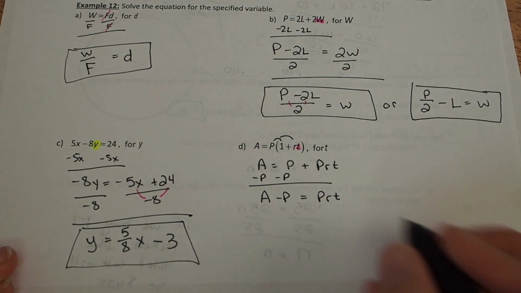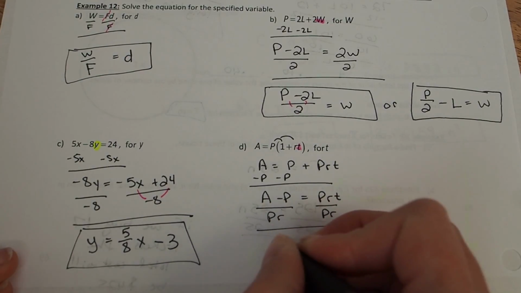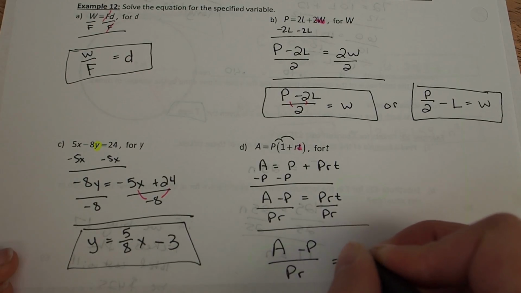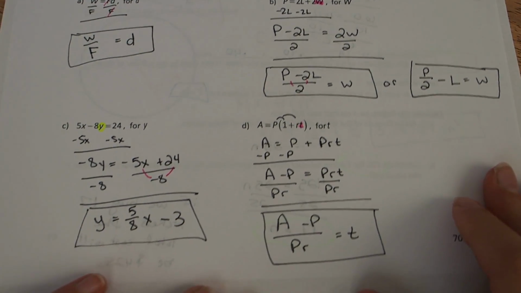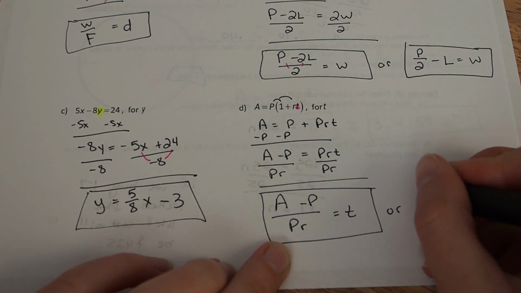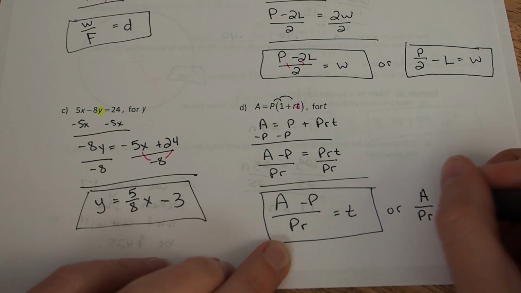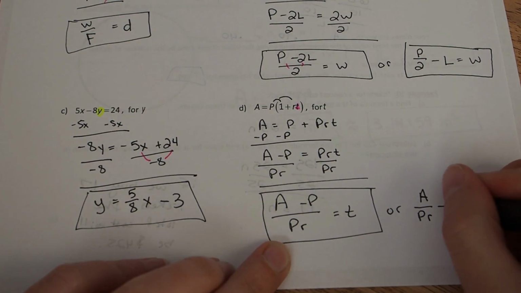And then if I want T by itself, I want to divide by both P and R, their product. So A minus P over PR equals T. That is good. That is done. But you could also distribute the division if you wanted to, because the second one would simplify. You could write A over PR minus P over PR. The P's would reduce to give you 1 over R.